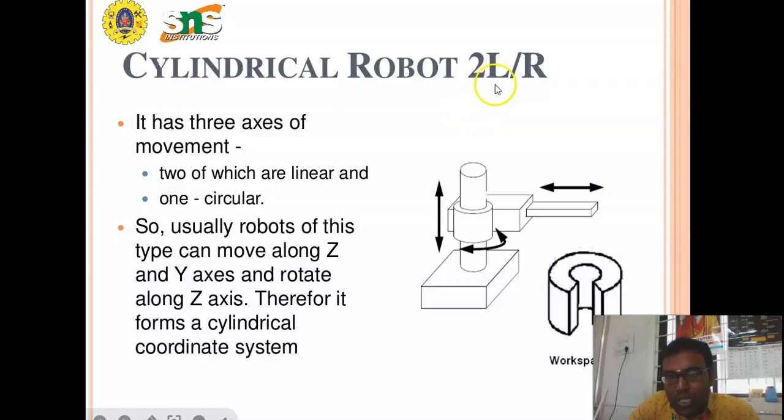The second type is the cylindrical robot. The short form is 2L/R. That means it has 2 linear movements and 1 rotary movement, as shown in the diagram. It has 3 axes of movement, 2 of which are linear. This arm moves upward and downward, this arm moves leftwards and rightwards, and this arm rotates in a particular direction, giving 1 circular motion. Usually a robot of this type can move along the Z and Y axes and rotate about the Z axis. Therefore, it forms a cylindrical coordinate system, so the name is cylindrical robot, 2L/R.